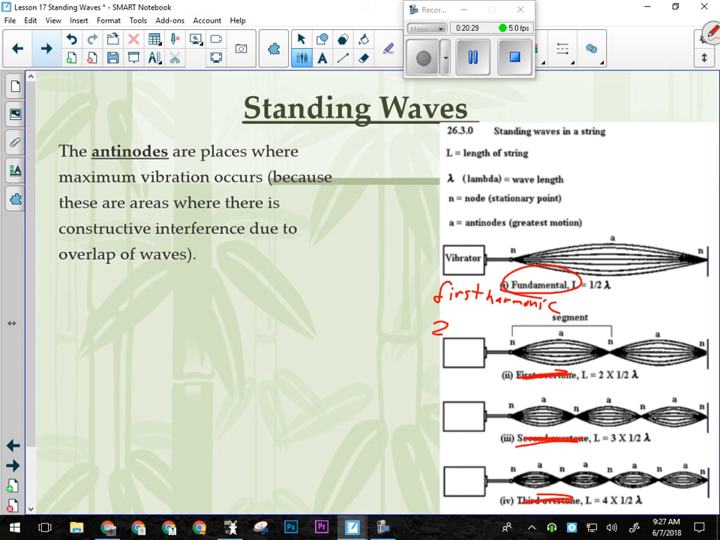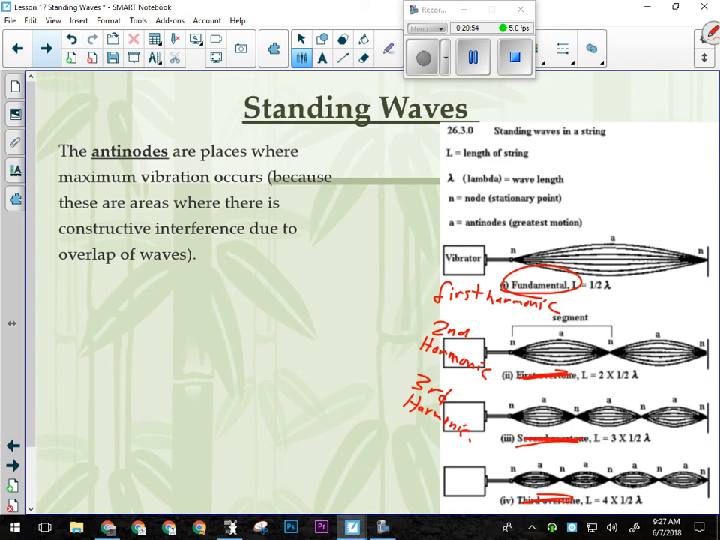This one is our second harmonic. Third harmonic, and so on. The reason we don't use the overtones is the numbers are off. When we use second harmonic, it matches up with the number of antinodes. Third harmonic matches up with the number of antinodes. It just makes more sense to do it that way.